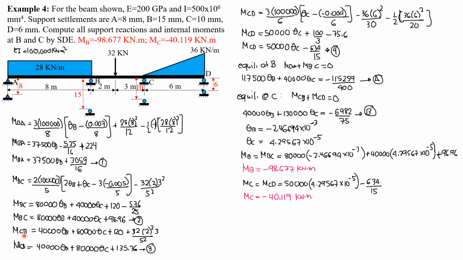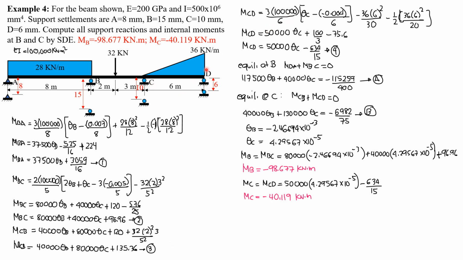Call that equation 2. MCB, on the other hand, we just interchange coefficients. So 40,000 theta B plus 80,000 theta C. Then 2EI over L times negative 3 times delta over L, it's the same, 120 here. But the fixed moment at C is positive 32 times 2 squared times 3 over 5 squared. So combining, MCB is 40,000 theta B plus 80,000 theta C plus 135.36. Call that equation 3.